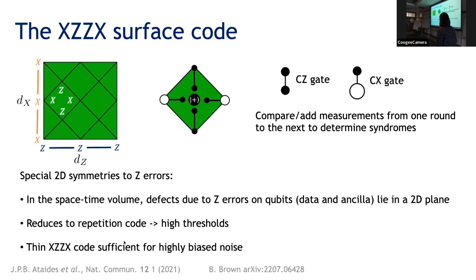Moreover, what's nice is that you can change the distance to X and Z errors depending on what your bias is. So if you have only Z errors in your system, for example, you can just choose dx equal to 1, and you basically just have a repetition code, a linear code, and you can reduce overhead requirements in this case.